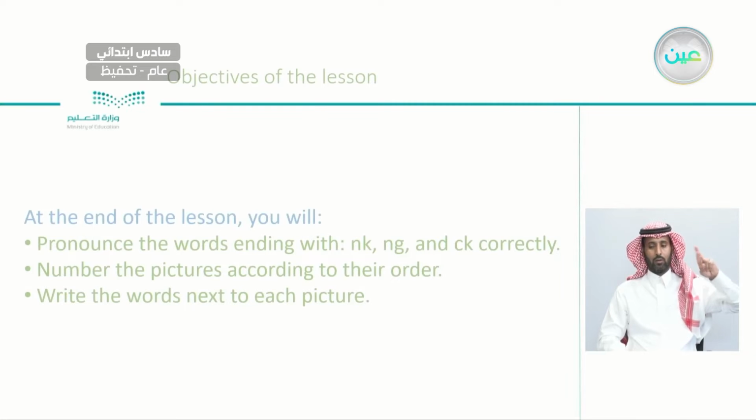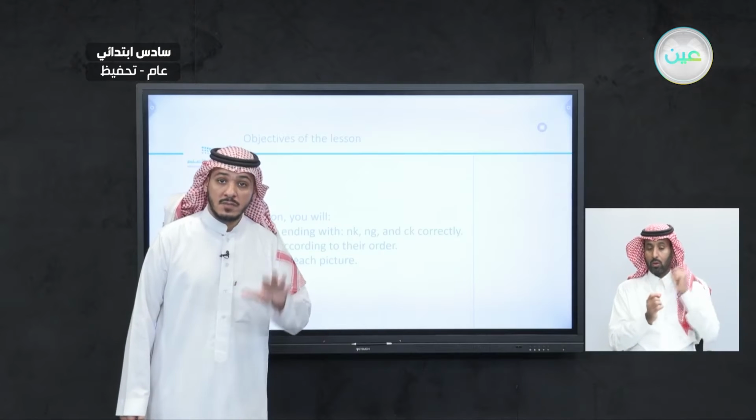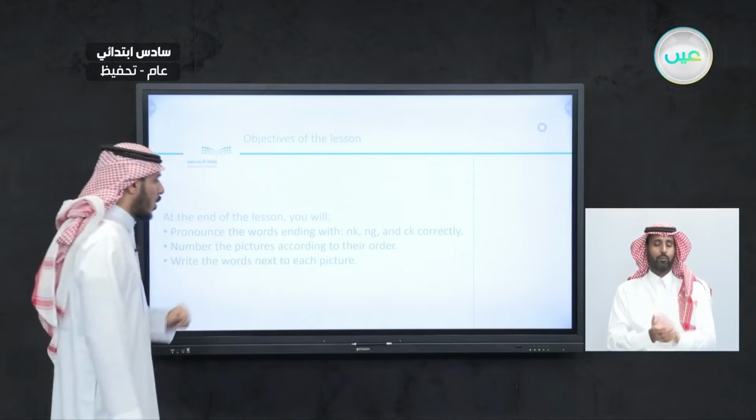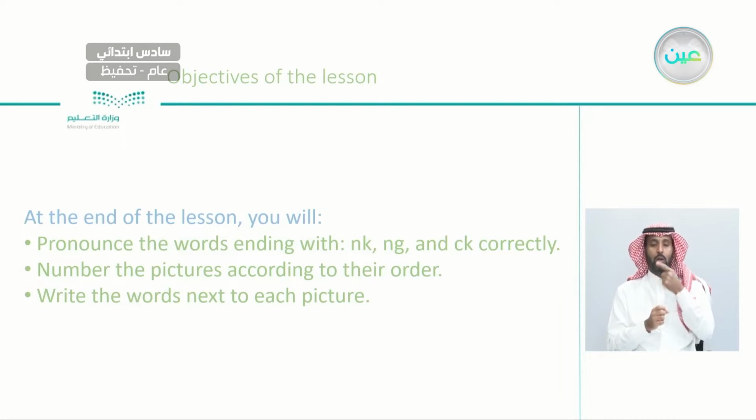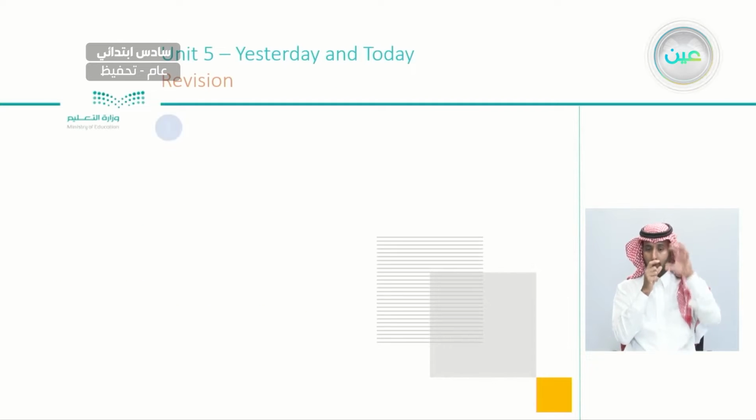Okay, what will you learn today? What are the objectives of our lesson? You will pronounce the words ending with NK, NG, and CK correctly. Also, number the pictures according to their order, and write the words next to each picture. But before we start, let's make a revision for the last class.